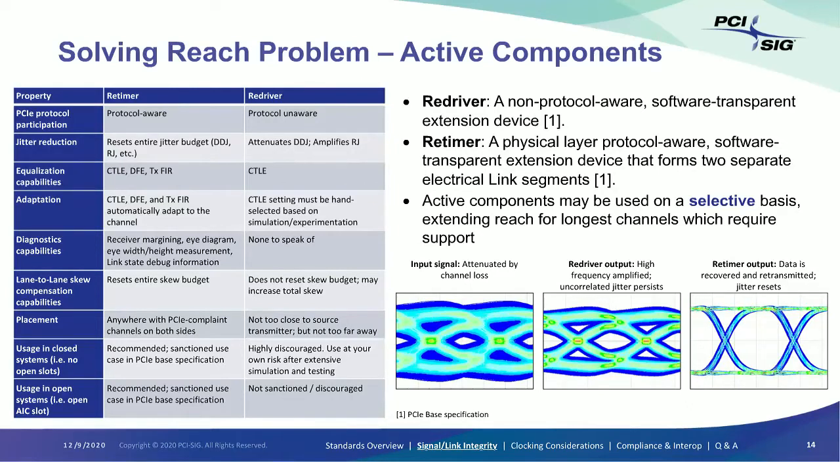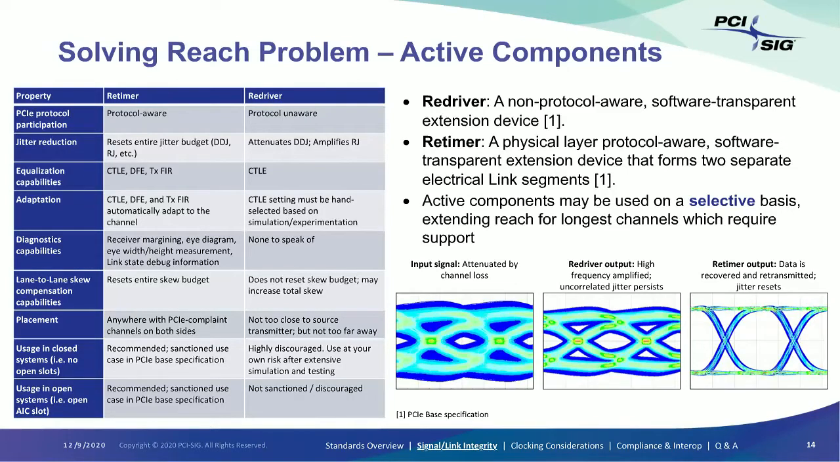In terms of diagnostic capabilities, again, because a retimer has a PCI Express compliant receiver, it therefore must comply with the base specification receiver lane margining feature. And so just like any root complex or endpoint, the receiver can be margined to measure the eye diagram, the width, the height, and look at the eye during a link when it's in the L0 state.